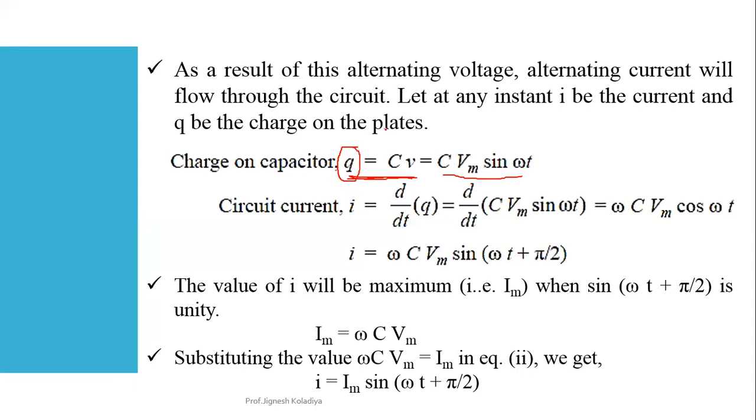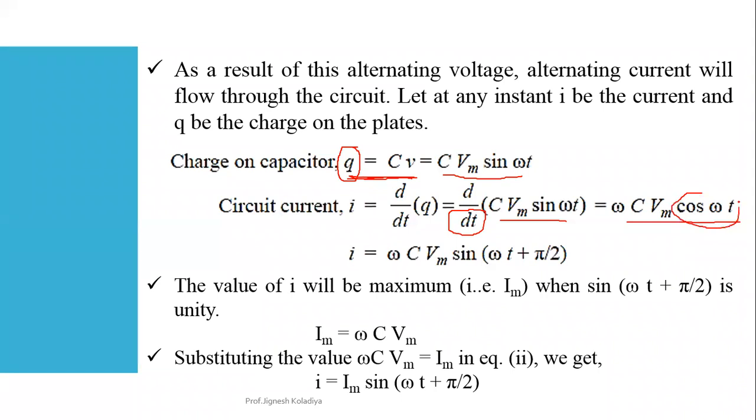I can write current in terms of charge. I is equal to the rate of change of charge, dq by dt. So d by dt of C Vm sine omega t, instead of q. The capacitor value is constant, Vm is constant, and d by dt of sine omega t is cos omega t. So I have omega C Vm into cos omega t. Why is omega multiplied? Because the differentiation is with respect to t, not with respect to omega t.